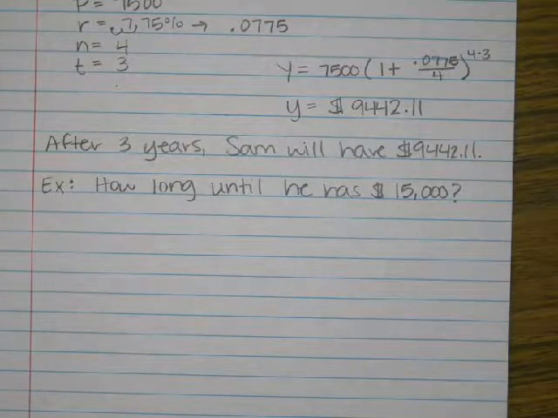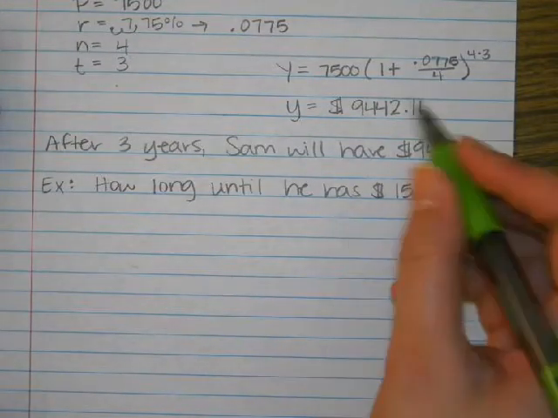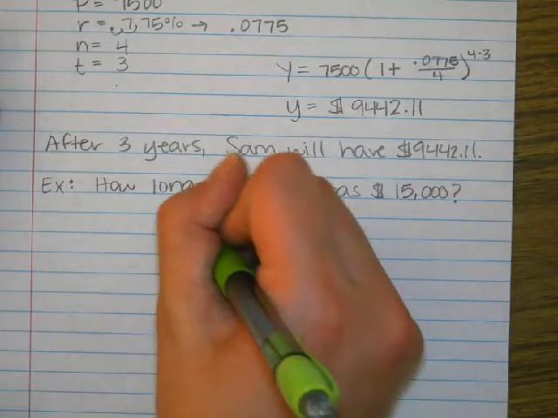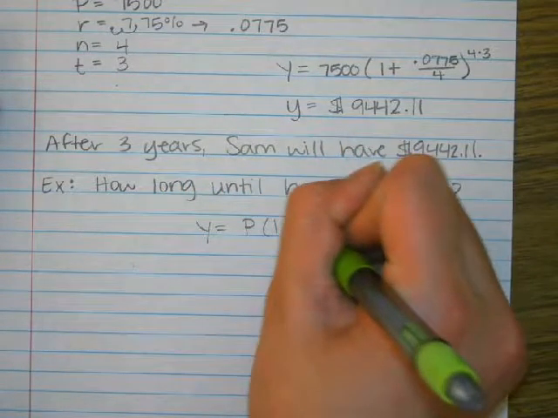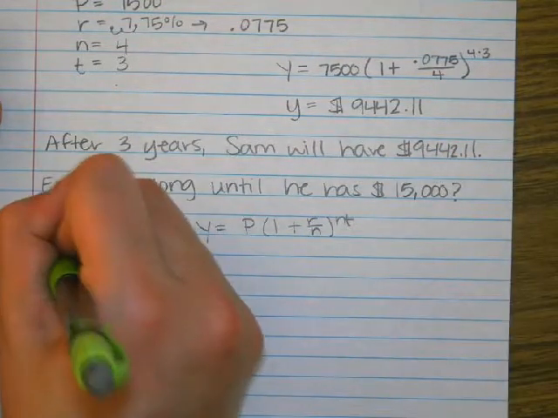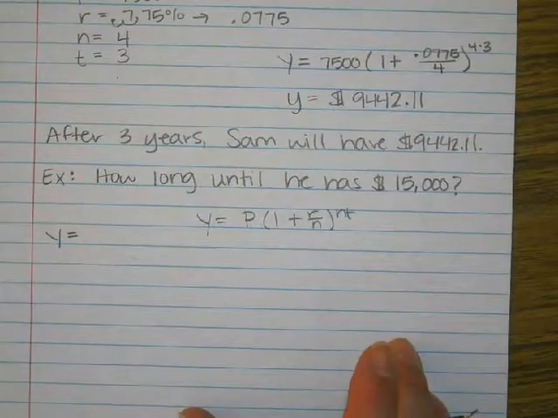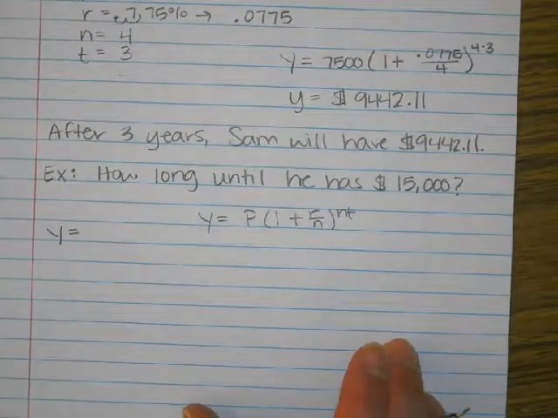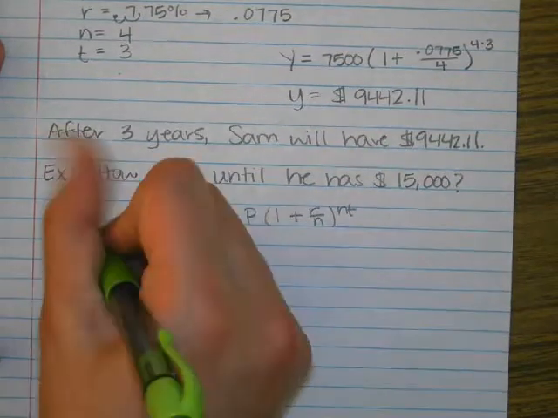All right. Here we're using the same equation because it's still the same situation. So we still have y equals P times (1 plus r over n) to the nt. We want to find our variables again. This time it says how long until he has $15,000. Do we know what the end number should be? Yes, we do. It's 15,000. That's our goal.